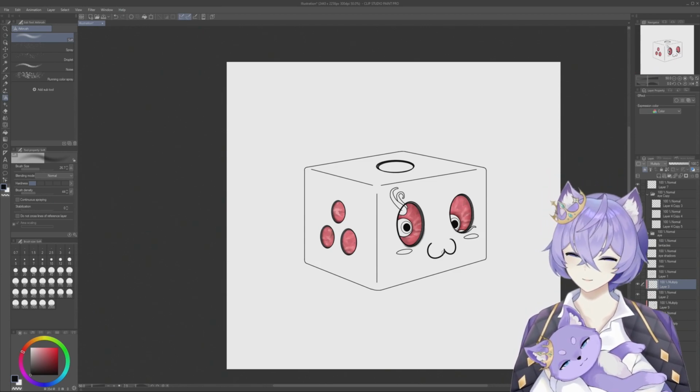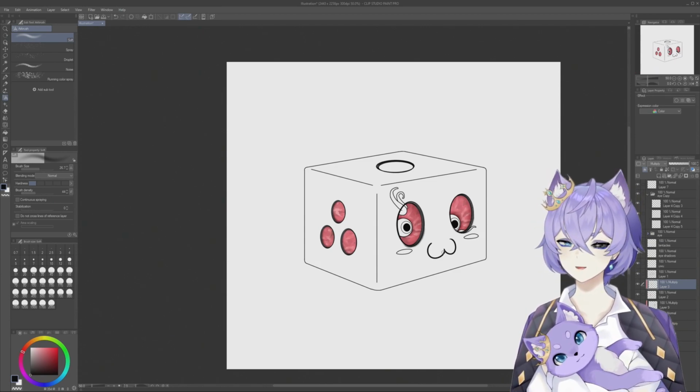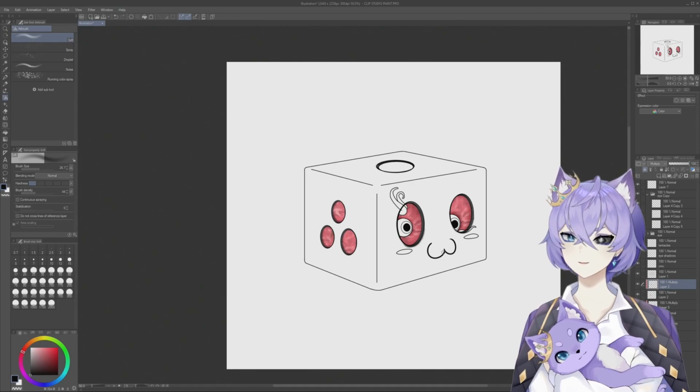Look at that. Meat holes. Just like the doctor ordered. All the meat holes you can want.